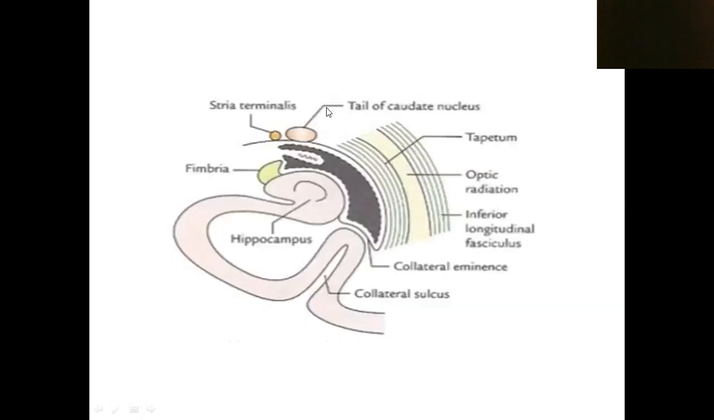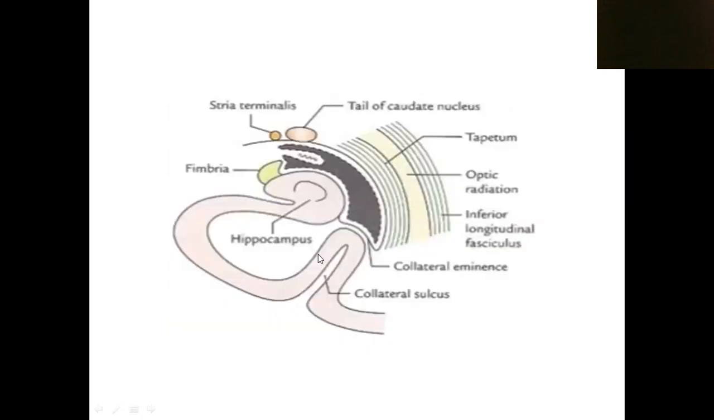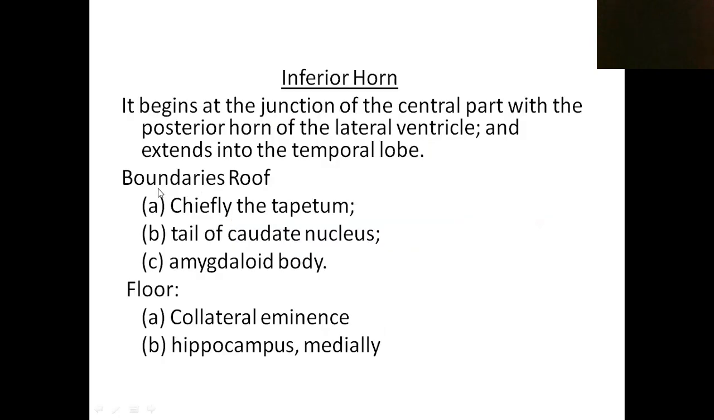Then the inferior horn. See, it is extending into the temporal lobe. What are the boundaries of this inferior horn? The inferior horn also has only two boundaries, roof and floor. The roof is formed by the tapetum. Along with the tapetum, there we can see the tail of the caudate nucleus, which ends in the amygdaloid body. So the tail of the caudate nucleus joins with the amygdaloid body.